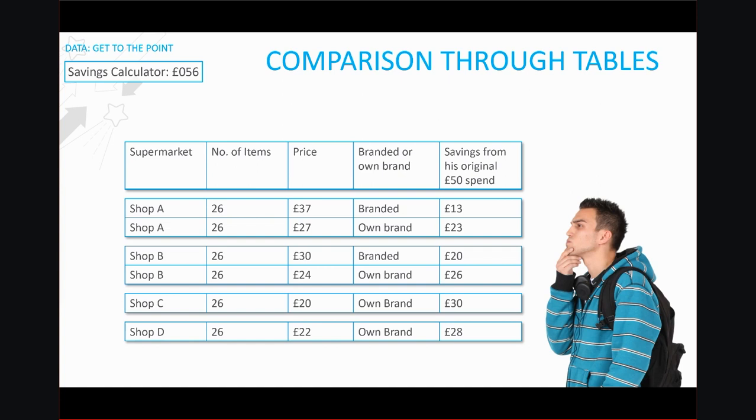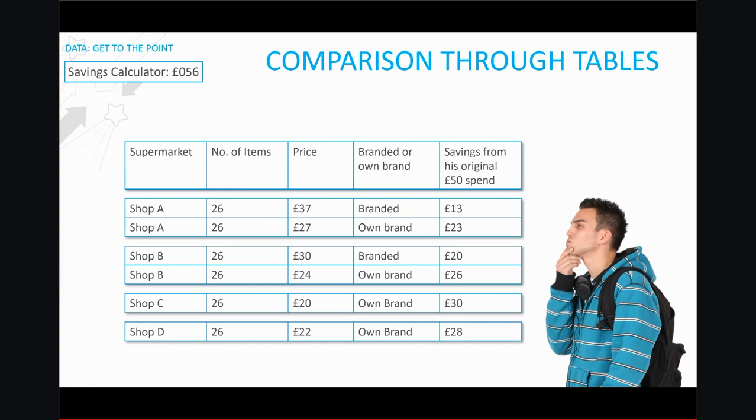So, you can look at the amounts there. Which shop is the most expensive? It's shop A. He only makes a £13 saving and it's £37 in price. Whereas the cheapest shop is shop C at £20, saving £30.